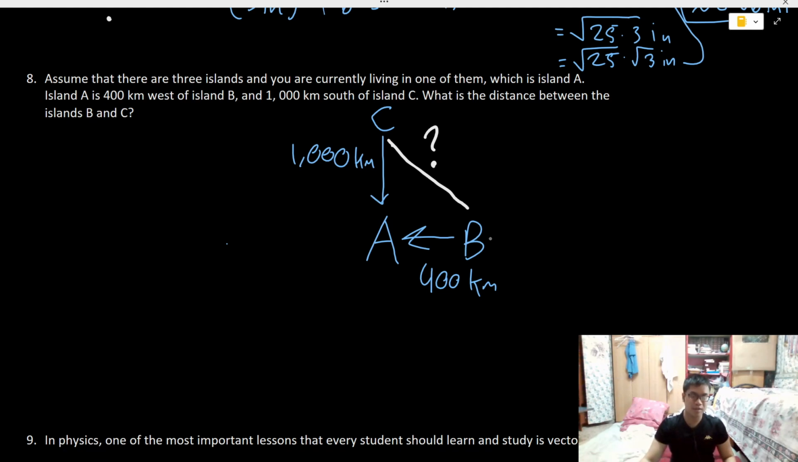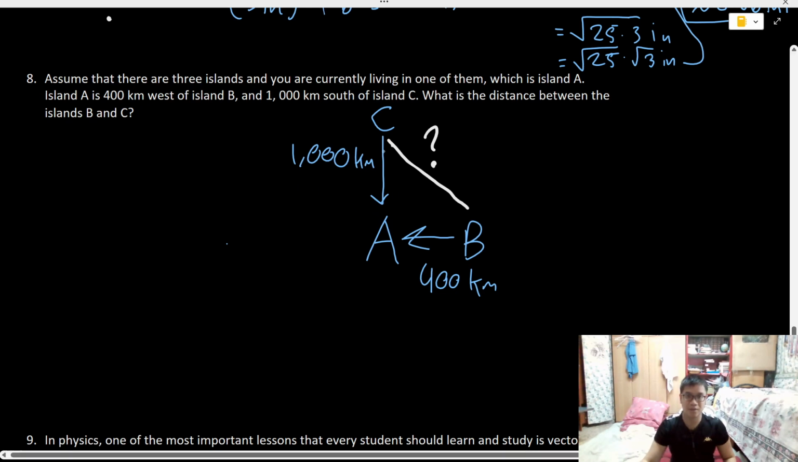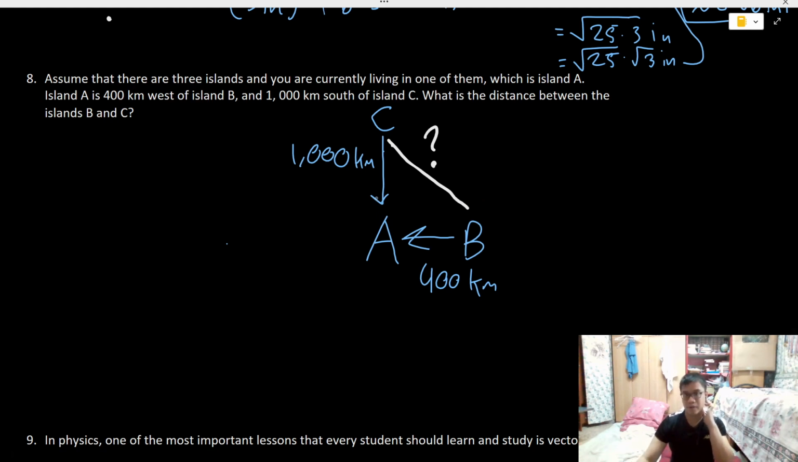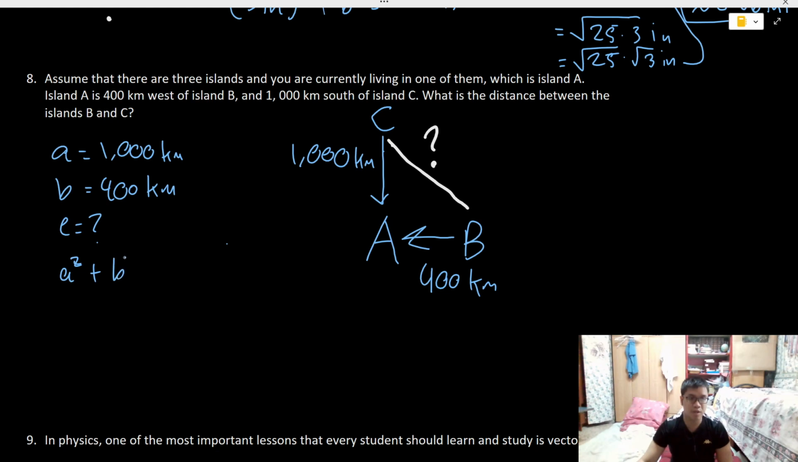With that, we can see that it has a right triangle figure. It looks like a right triangle. So with that, we can apply the Pythagorean theorem. Pick which one is your A and which one is your B. My A would be 1,000 kilometers. My B would be 400 kilometers. Now, let's find your C, which is the longest side. So we will use this formula: A squared plus B squared is equal to C squared.